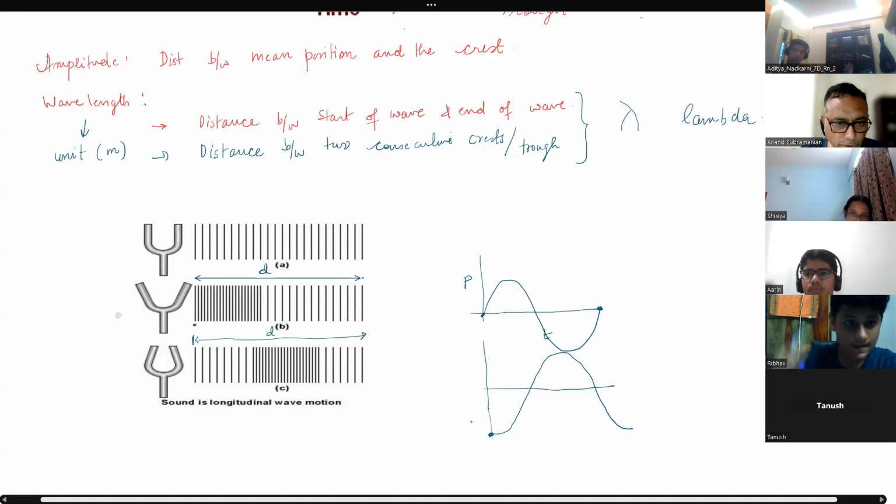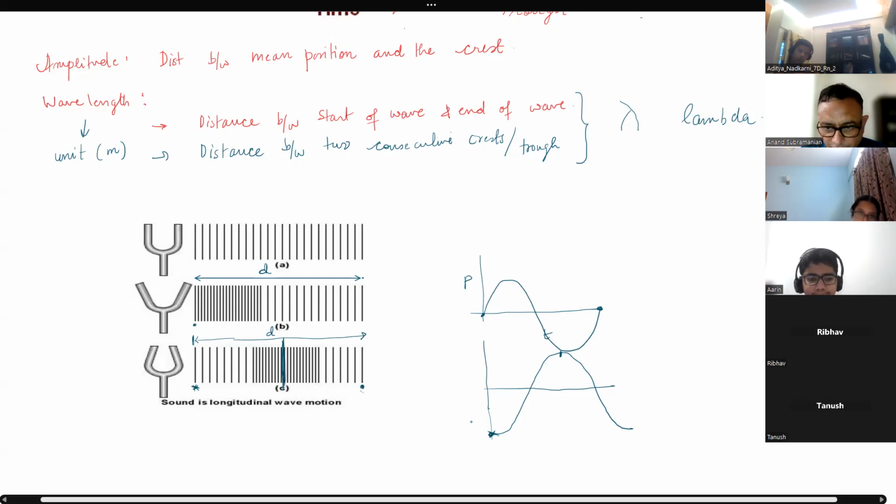Yeah, so this point out here corresponds to this point. And then here there is a peak. This peak corresponds to this point. And then there is one more trough here. That trough corresponds to this point. Okay. So that means this distance now is trough to trough.